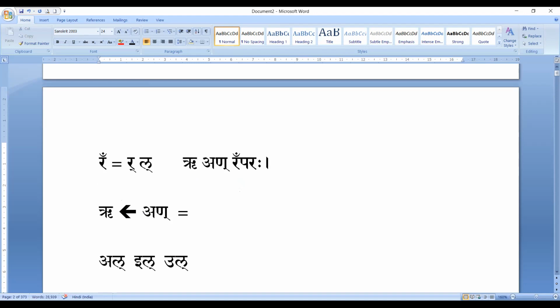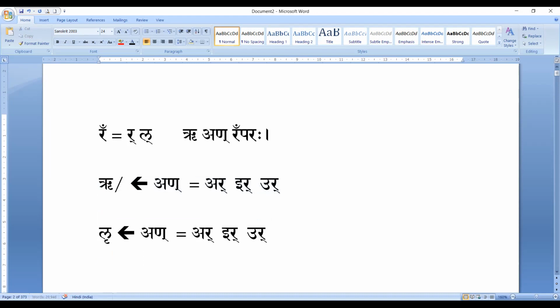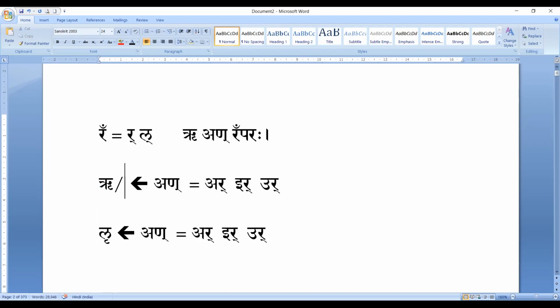Un means A, I, U. So Repa will be appended to it when Rikara is replaced by un. And since Rikara and Likara are Savarna, you can bring Likara also. Rikara here stands for Dirgha also, Dirgha Rikara. And for Likara, we don't have Dirgha, only Rasva. So when Likara is replaced by unlettered, Lakara will be appended.